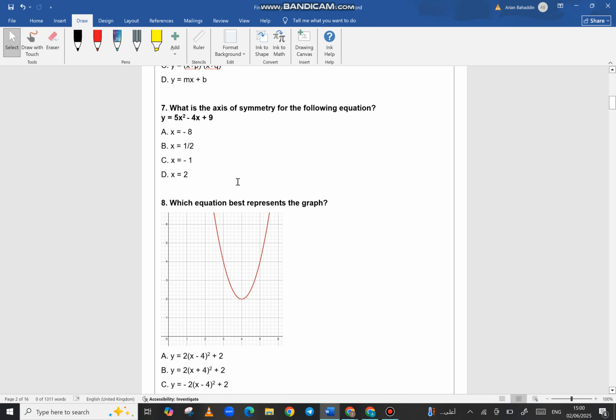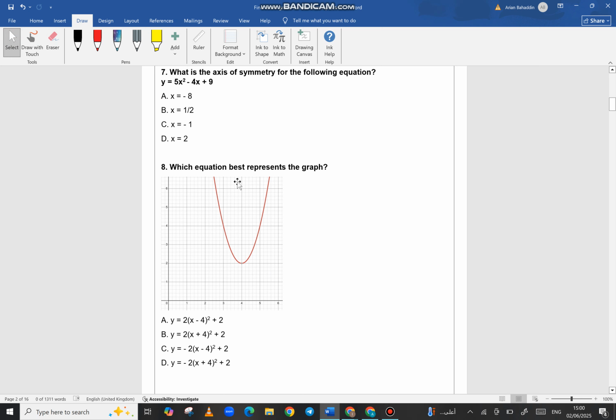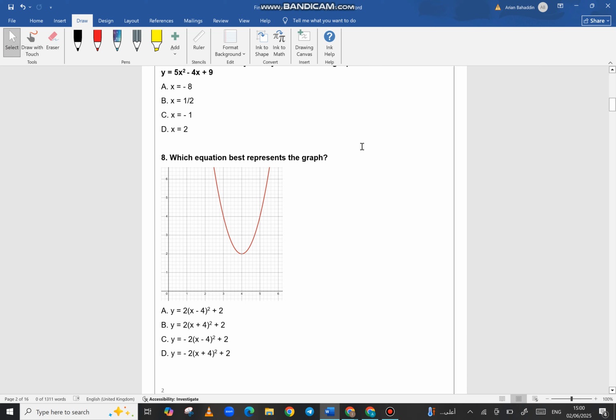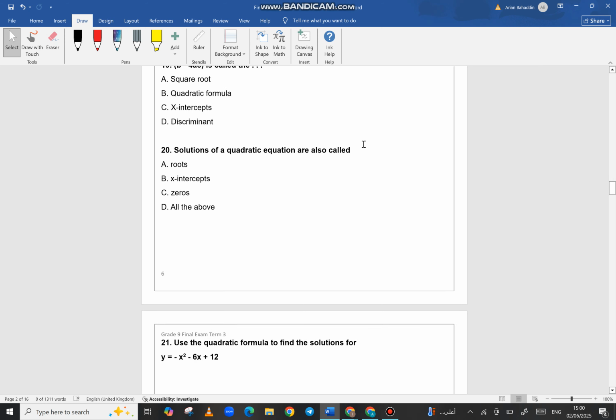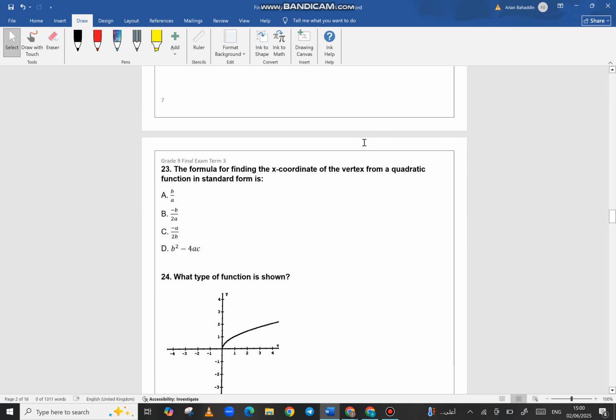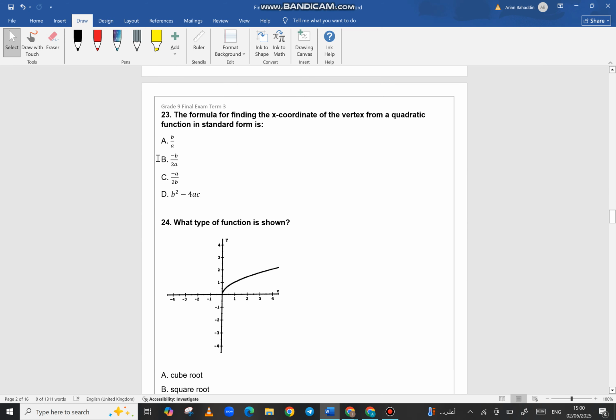Okay. What is the axis of symmetry for the following equation? You need to know an equation or a formula in order to find this out for the x coordinate. Now, here's a way to quote unquote cheat. We look at another question and we look for the equation for the axis. Oh, here we go. This should jog our memory. So here the answer is minus b over 2a. The formula for finding the x coordinate of the vertex from a quadratic function.